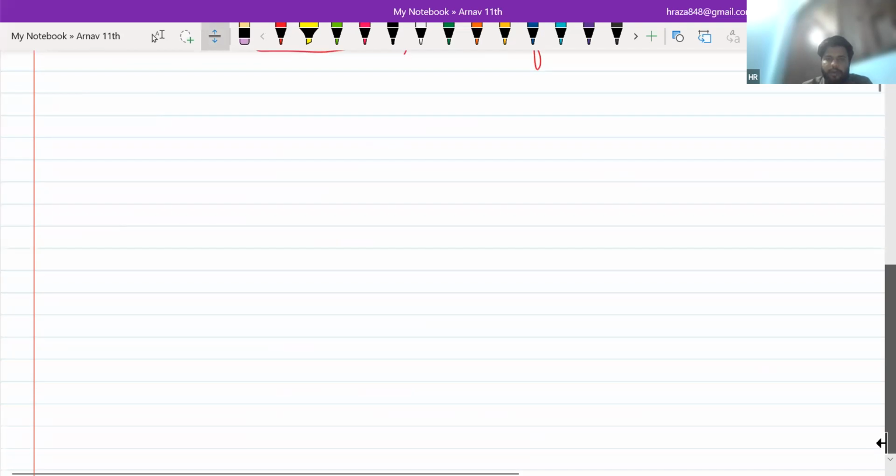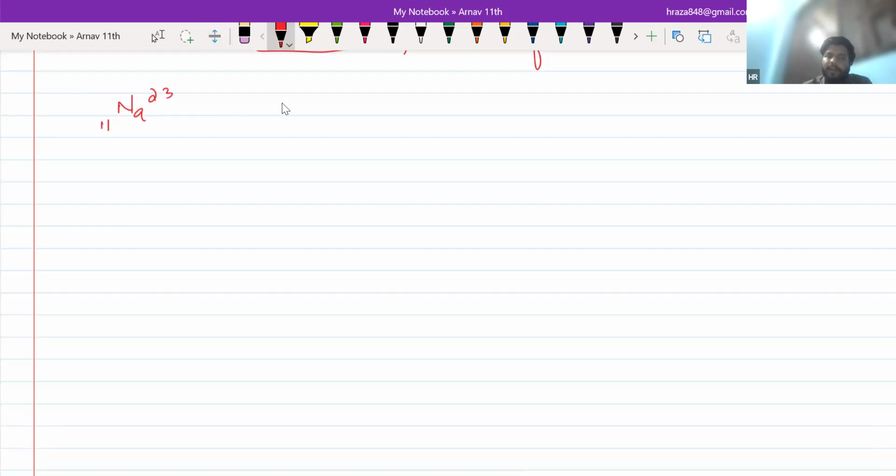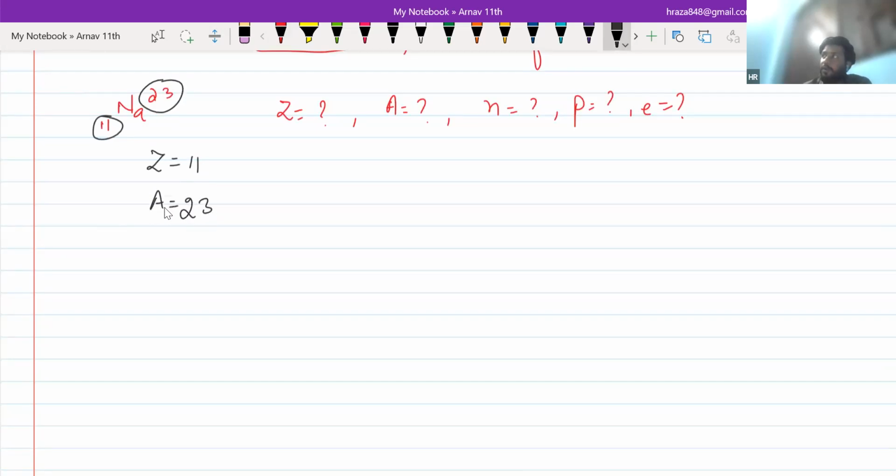Now see, if I'm going to write Na 11, 23, and I need to find Z, that is atomic number, A, that is mass number, number of neutron, number of proton, and number of electron. So you know that this is the atomic number, Z will be equal to 11. This is mass number, that A is equal to 23. Proton will always be equal to number of atomic number, that is 11. And if it is neutral, you can see it is neutral, so electron will also be equal to 11.